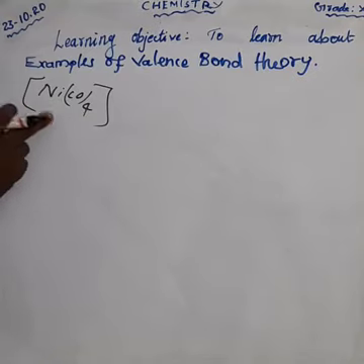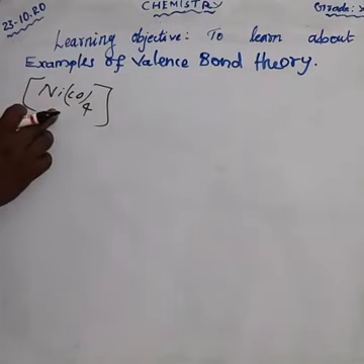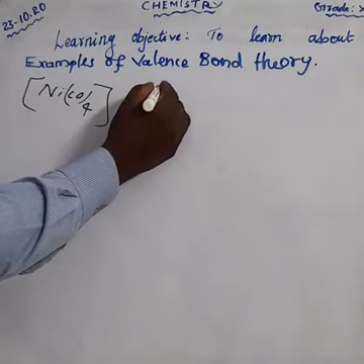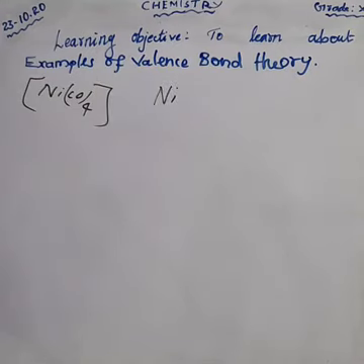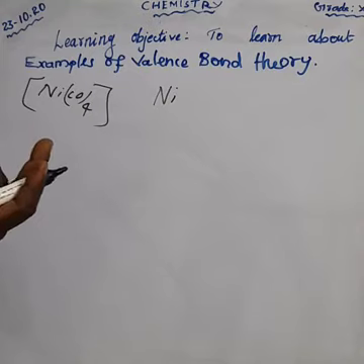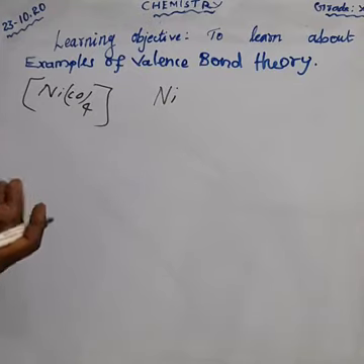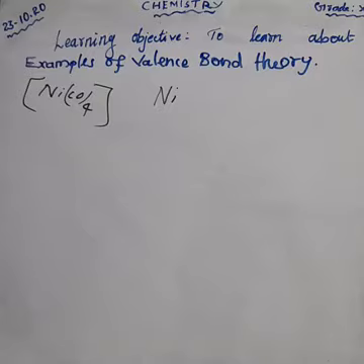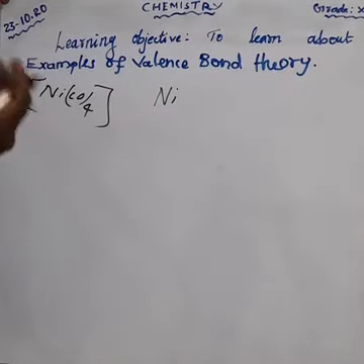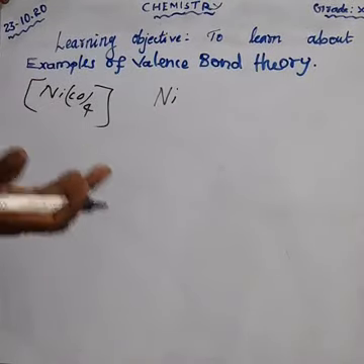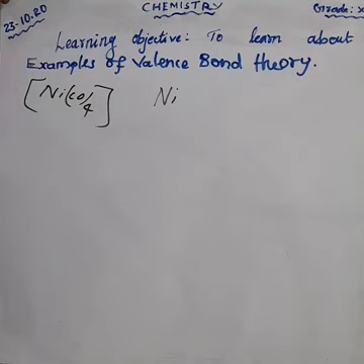Here, which one is the central metal atom? Nickel is the central metal atom. And what is the configuration of nickel? Many times we have learned how to write the electronic configuration. This is not the time for learning it now. Those who have not learned how to write it, just watch the previous video.